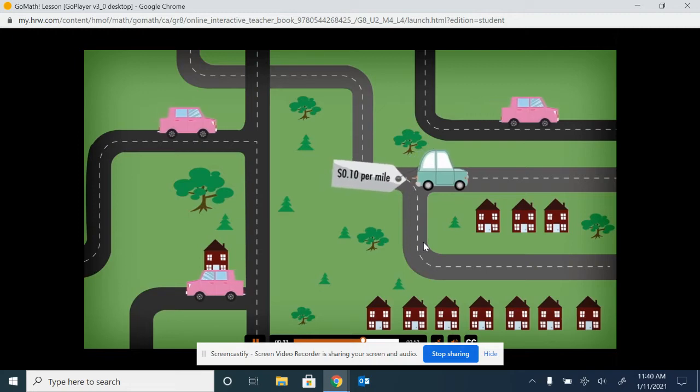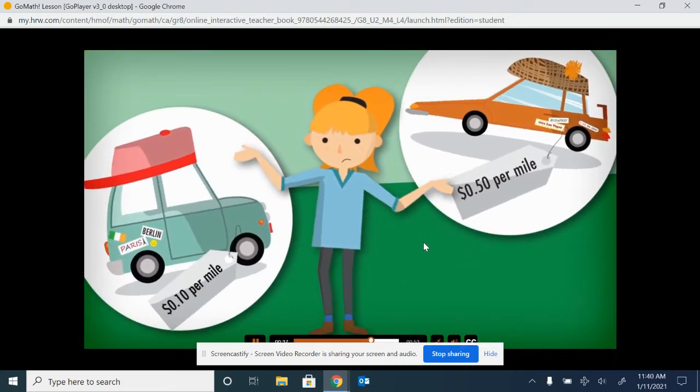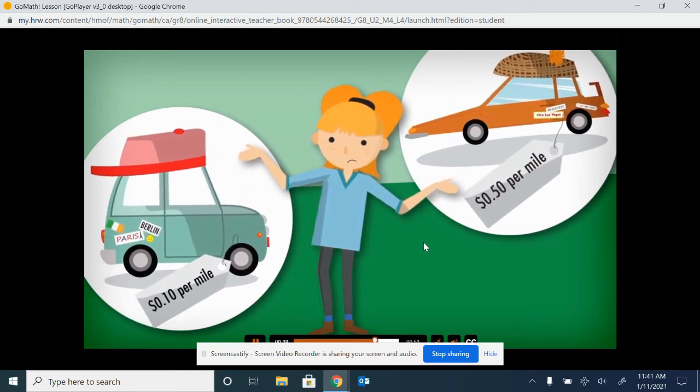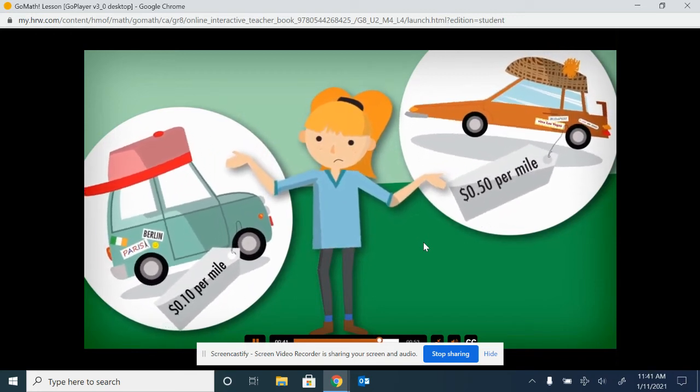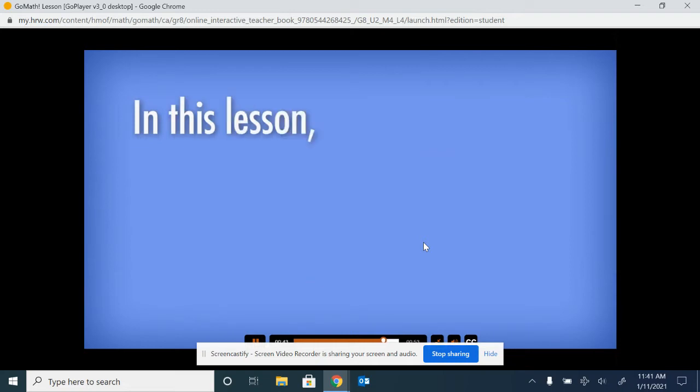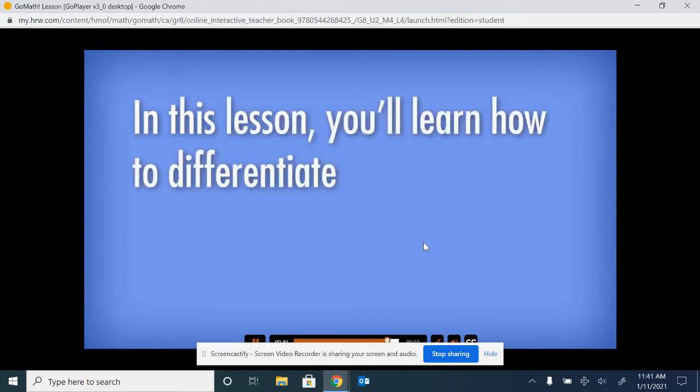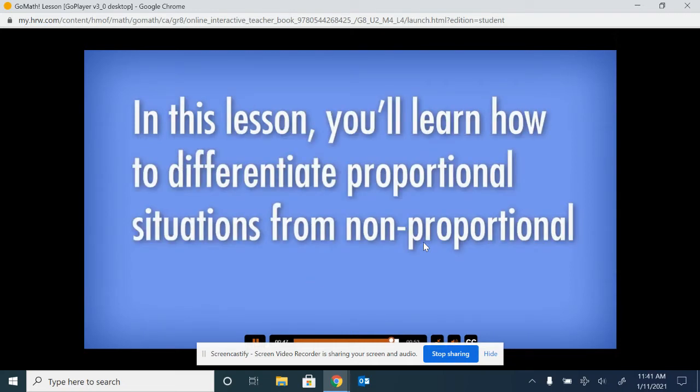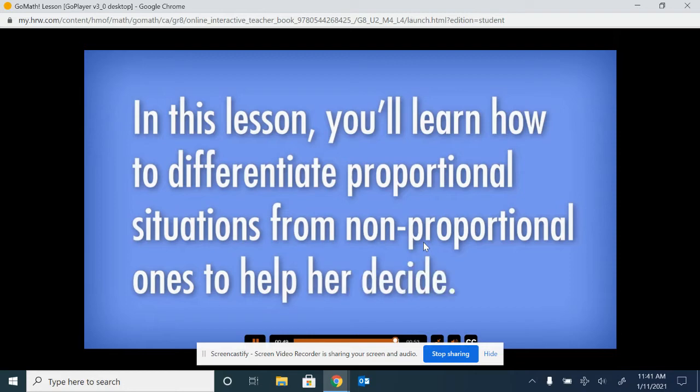She plans to keep the car until she graduates from college, and she intends to drive it a lot each year. So, what do you think? Which option will cost her less? In this lesson, you'll learn how to differentiate proportional situations from non-proportional ones to help her decide.